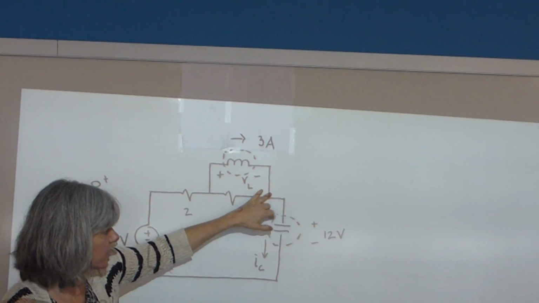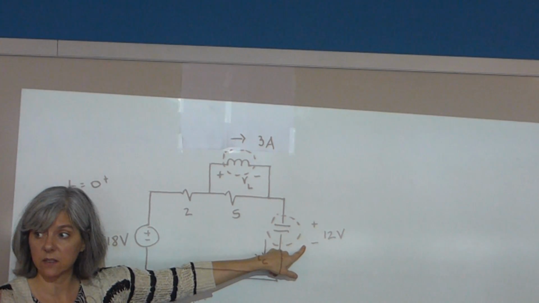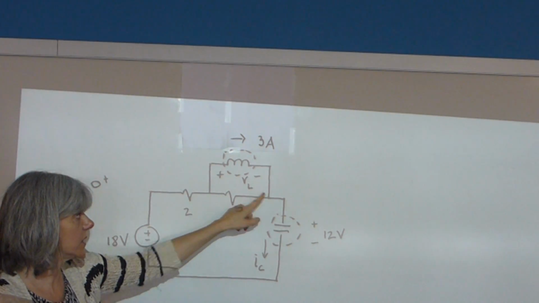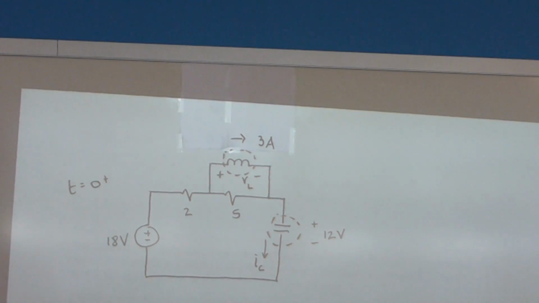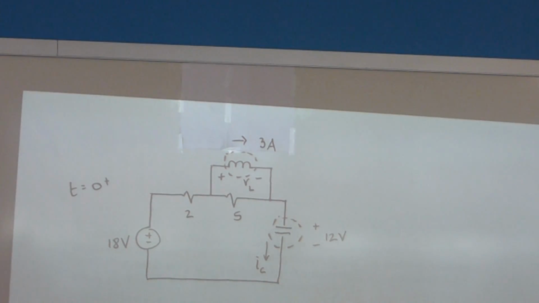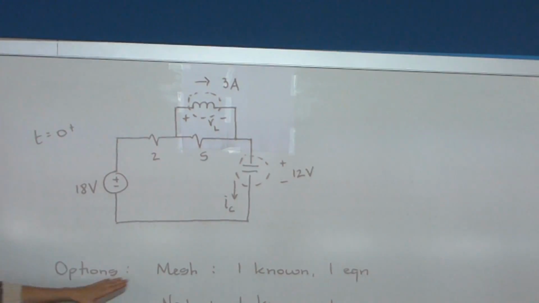This node right here is 12 volts in this one instant. So again, I would have one known and one to write. A little bit harder to see that one, but same thing. If mesh and node are about the same in terms of number of equations, mesh has fewer fractions, so I usually go with mesh. So let's go with mesh.